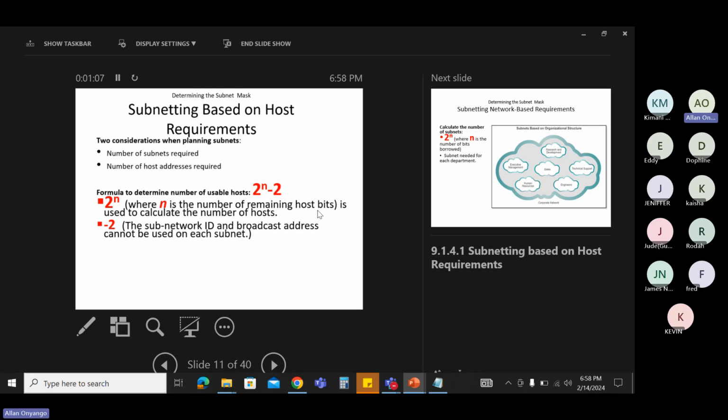The first formula, 2 power n minus 2, is used for calculating the number of usable host addresses in one network. It means we are going to minus 2 addresses to get only the ones that are usable. Are we together? I'm going to show you which ones to minus.